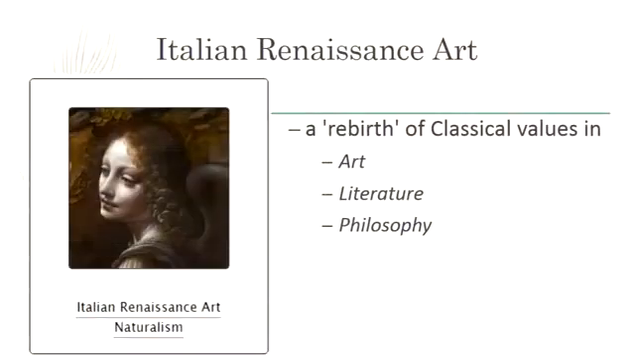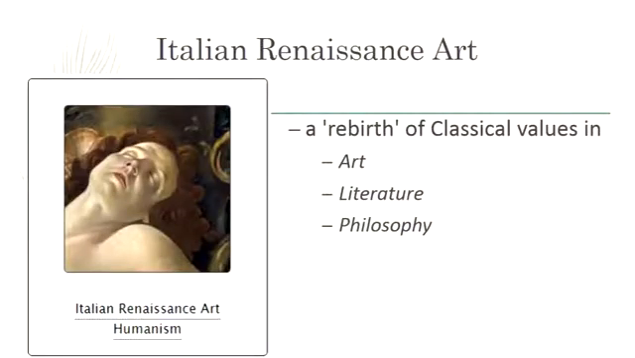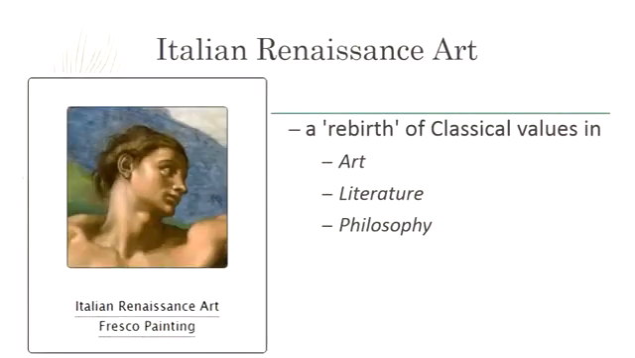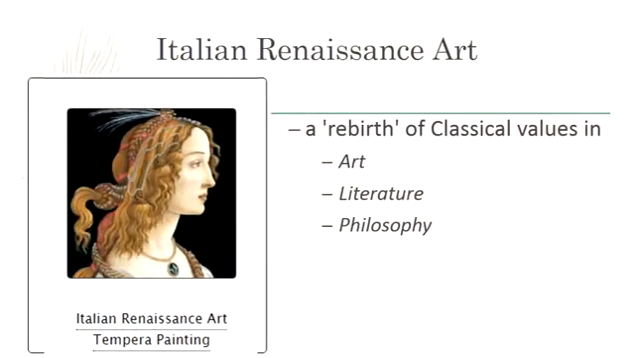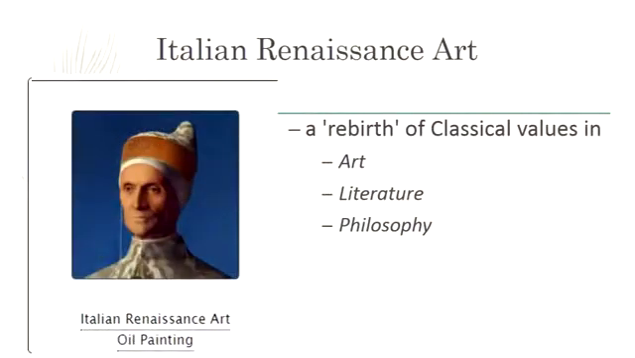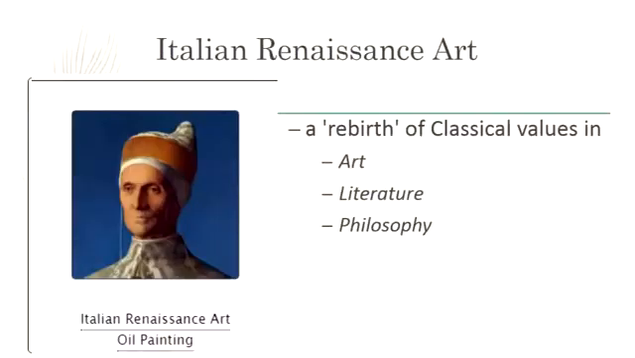Again, this is just an overview of Italian Renaissance art. This is naturalism, and this is an example of humanism, fresco painting, tempera painting, and this is an example of oil painting. Those are the examples of the Italian Renaissance art that we are going to discuss in the entire semester.